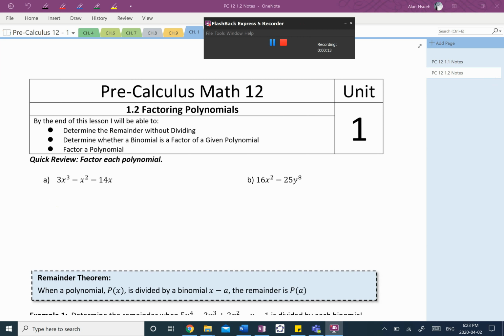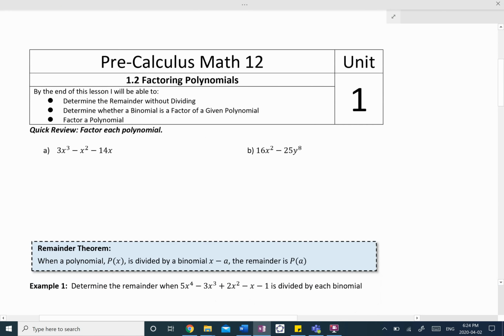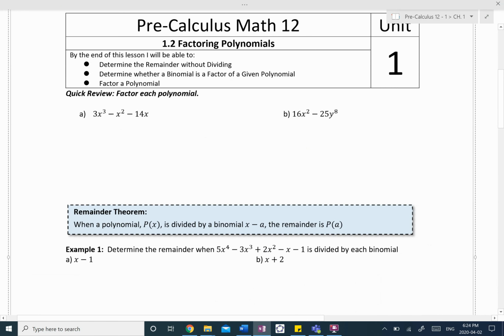Anyways, the second lesson is on factoring polynomials. Now, in the past, we've factored trinomials with degree of 2, so quadratics. But obviously, not all polynomials are quadratics. So how do we factor polynomials with a higher degree? That's what we'll be looking at today. Now, before we do that, though, we are going to quickly review how to factor some of the examples here.